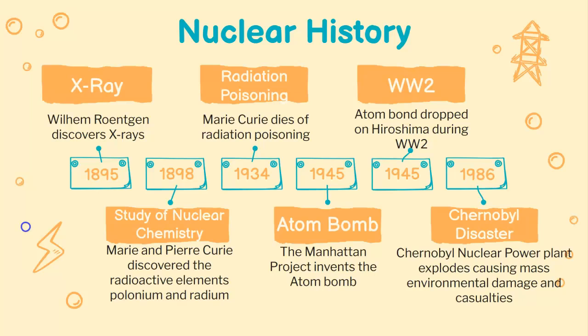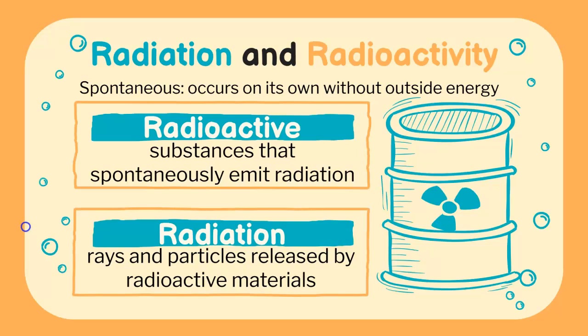In 1945, the Manhattan Project invents the atom bomb, and it was first used in that same year when the atom bomb was dropped on Hiroshima during World War II. So we really got to see the devastating power of nuclear energy. But we also realized that we could use that energy for our benefit in nuclear power plants. In 1986, we had the first big nuclear power plant explosion, which was Chernobyl, and it caused massive environmental damage and casualties. So not only do we see the benefits of nuclear power, but we also see the dangers of nuclear power.